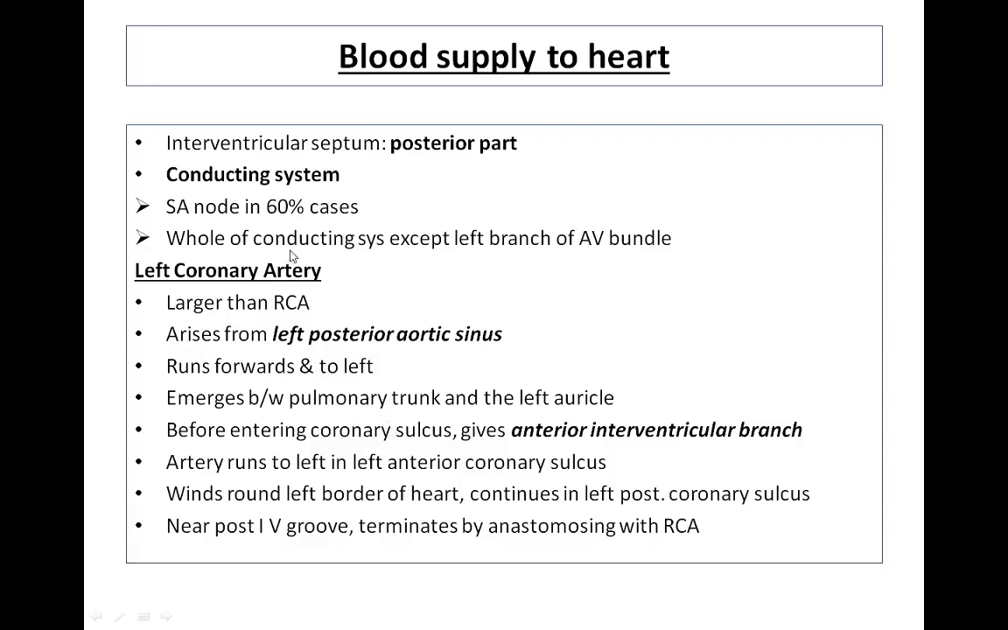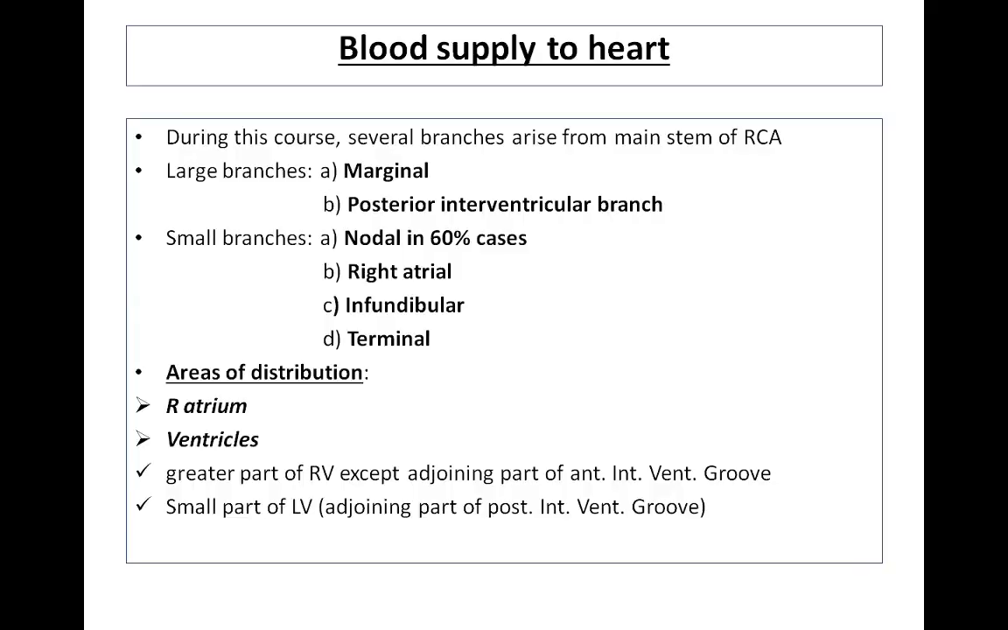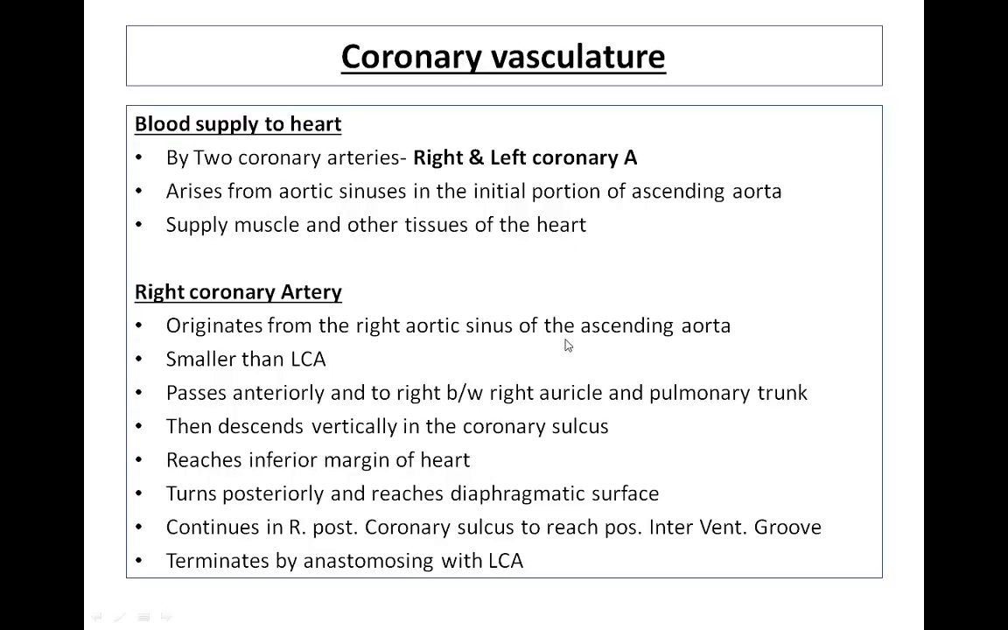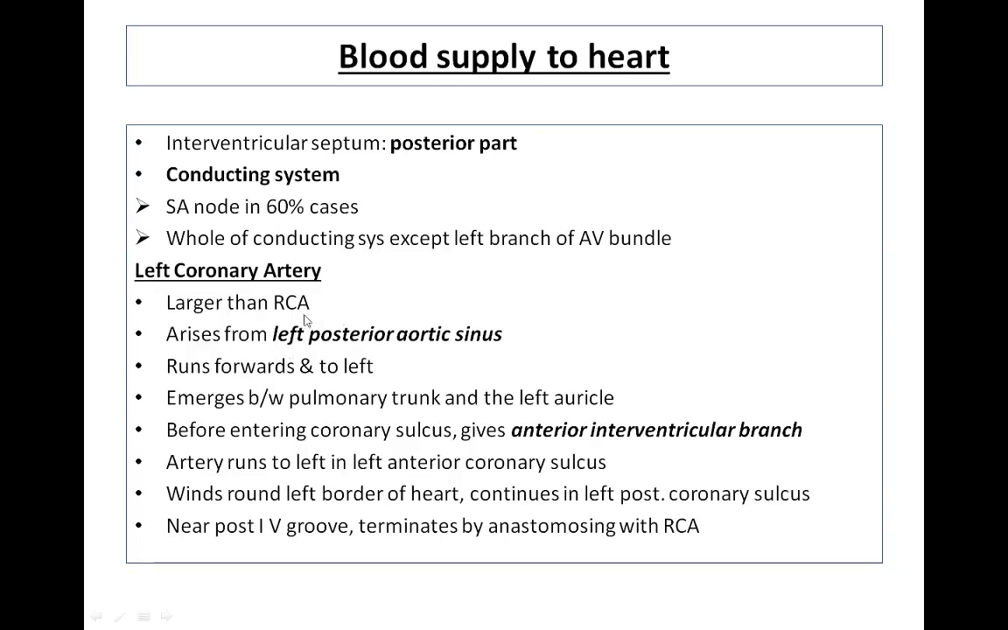Then come to the LCA, that is the left coronary artery. It is larger than the RCA, as I have already said. It arises from the left posterior aortic sinus. There are three aortic sinuses: one is anterior, two are posterior. The right coronary arises from the right aortic sinus, while the left one comes from the left posterior aortic sinus. So from the left posterior aortic sinus, our LCA, left coronary artery, arises.